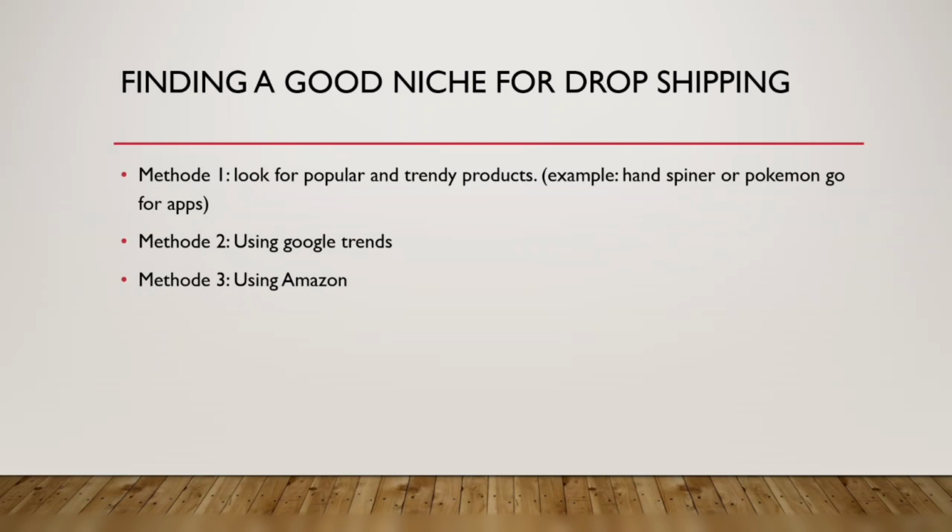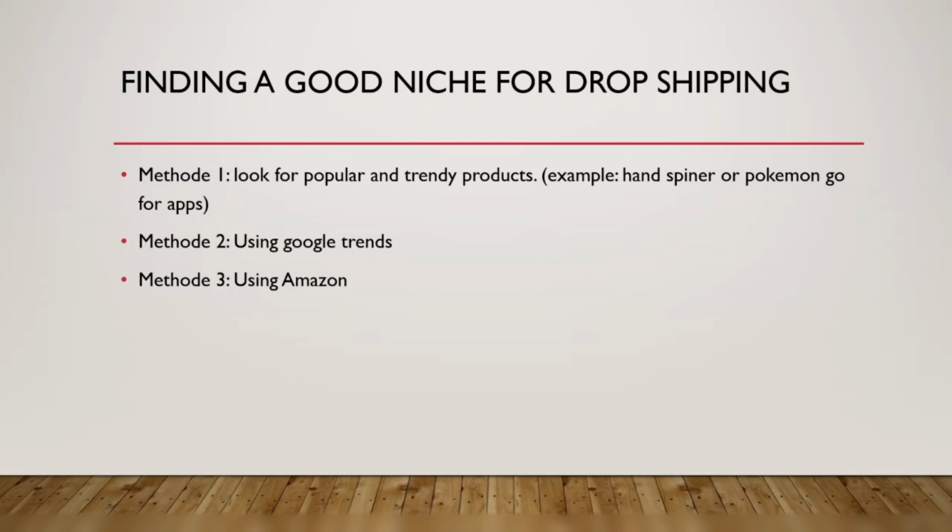So next thing, finding a good niche for dropshipping. How do we find a good niche for dropshipping? Right now, you know what a good product looks like. So how to find a good niche? First thing, look for popular and trendy products. What does it mean? You want to go on social media the most possible. Go on, for example, Instagram, Facebook, or Twitter, or whatever, just to look for today's popular trends.